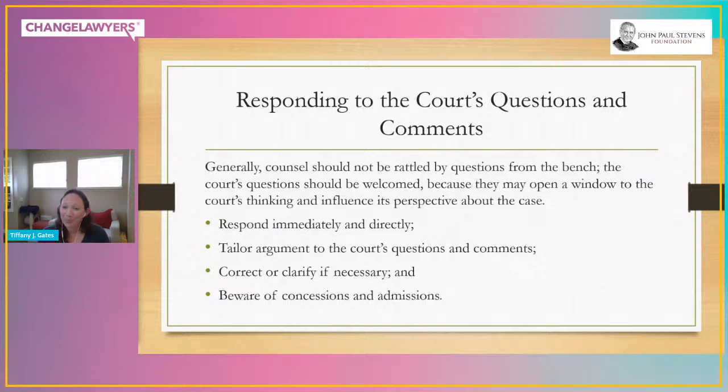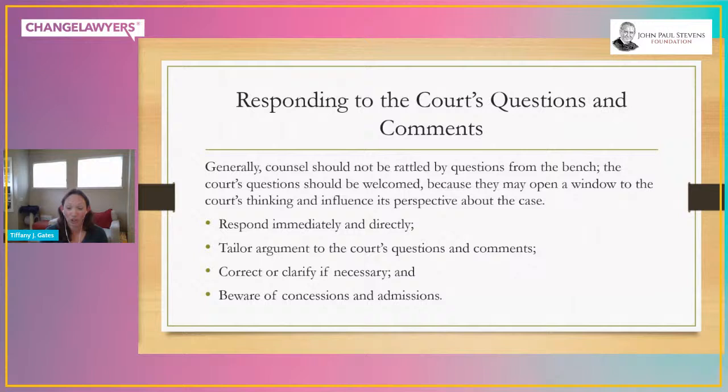Like I said, it's really hard to predict how judges are going to behave during your argument. Some judges like to just sit there quietly and observe. Other justices will virtually take over the argument with lengthy questions. So it really just depends on who you're in front of. But no matter who it is, there are some things you want to do no matter what. And as I mentioned, the first thing is respond immediately and directly to the judge's question.